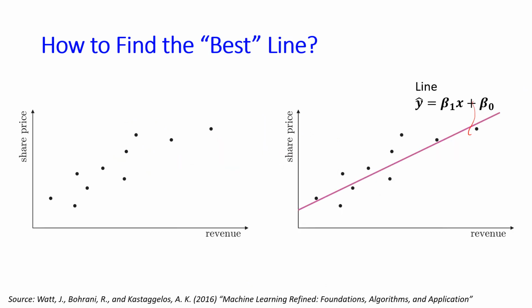So the beta 1 and beta 0 that we just derived will describe the gradient and the constant of the regression line. And this line is guaranteed to minimize the total sum of squares between the actual observed value and the predicted value from the regression line. In this example, the line will say the share price equals beta 1 times revenue plus beta 0.